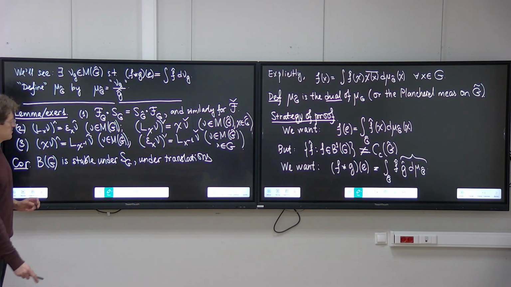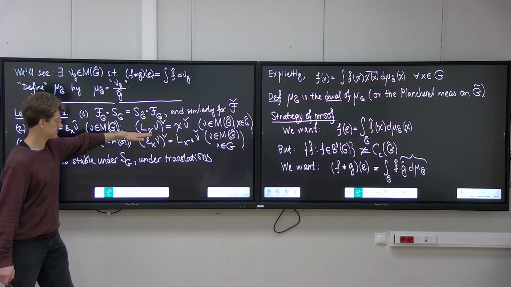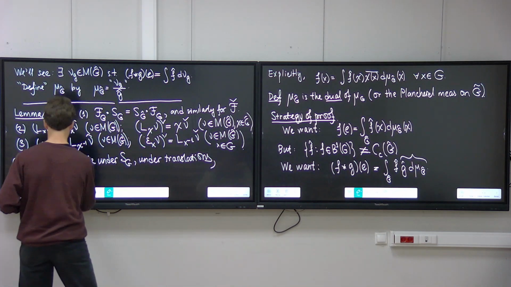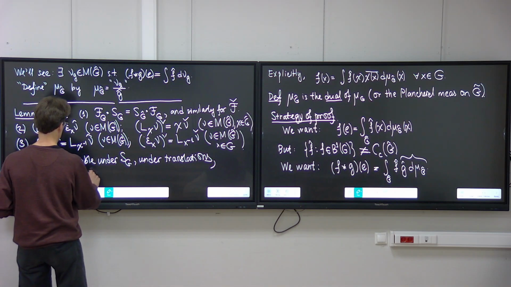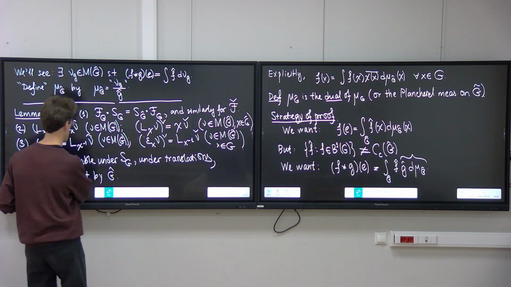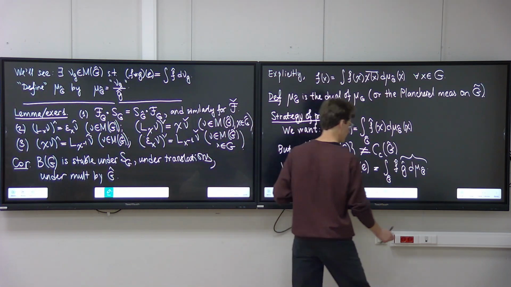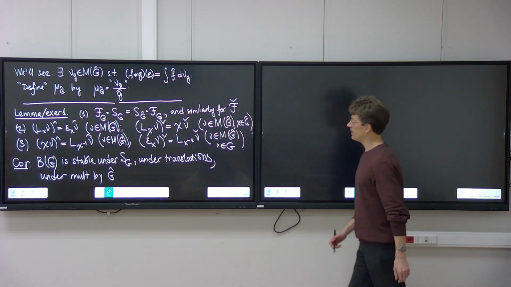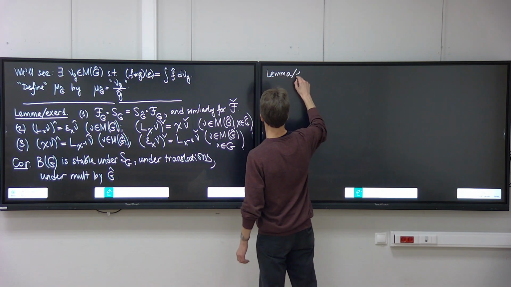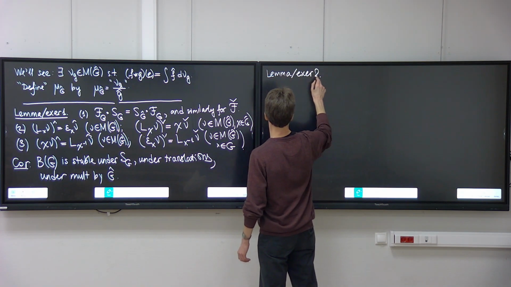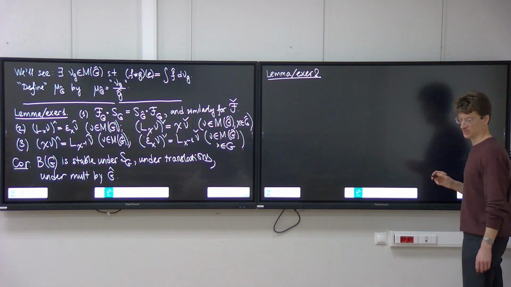And it is also stable under multiplication by characters, and this follows from this formula. Under multiplication by unitary characters. Lemma 2, lemma exercise 2, gives us some useful properties of the convolution.